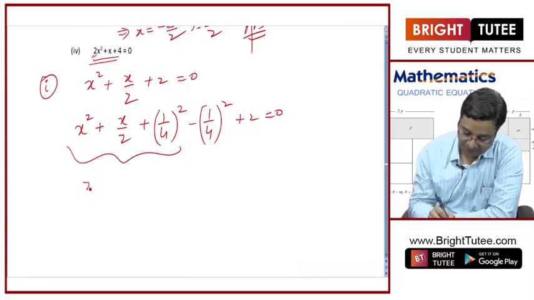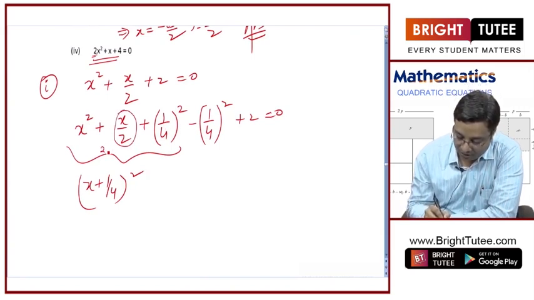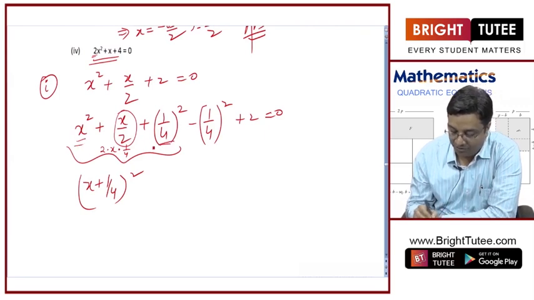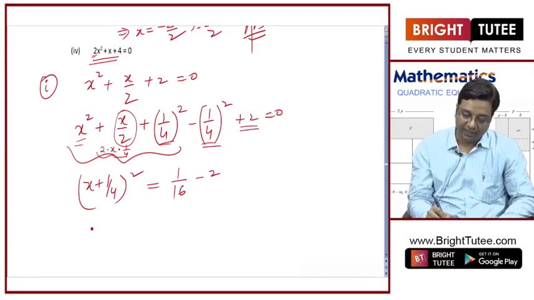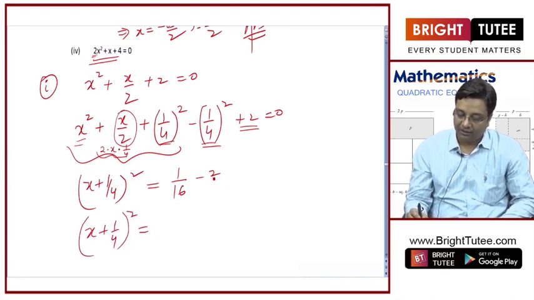This is now x plus 1 by 4 whole square. If you have not visualized it yet, I can write this x by 2 as 2 into x into 1 by 4, right? A square plus b square plus 2ab, okay? So this is x plus 1 by 4 whole square. Rest of the terms to the right hand side, 1 by 4 whole square will become 1 by 16 and this plus 2 will become minus 2, okay? So x plus 1 by 4 whole square will become, this is minus 32 plus 1 is minus 31 by 16, right?